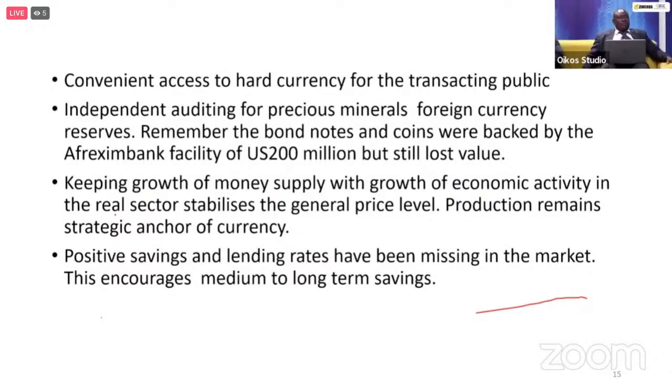Then we also need convenient access. The other success issue is the convenience that it brings in terms of access to hard currency for the transacting public, especially the unbanked society. Let's all agree that we have a large proportion of our society which is unbanked, which should rely on what? On the hard currency. Okay? So if we have a situation where we've got 0.05% currency in circulation, that's not a healthy situation for our unbanked society. I'm sure the new government is going to do something about this.